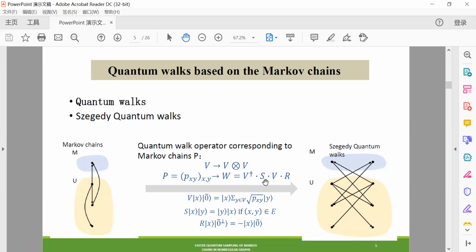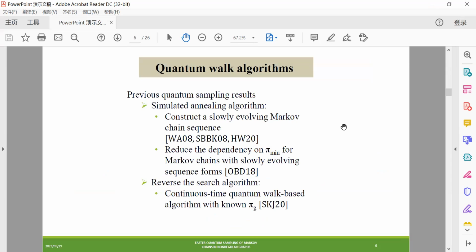In this quantum walk operator, I stands for the reflection operator, V stands for the update operator, and S stands for the swap operator. And by this model, we can have the quadratic speedup for hitting time when we detect the marked points. And using quantum walk algorithms, we can speed up some sampling problems.